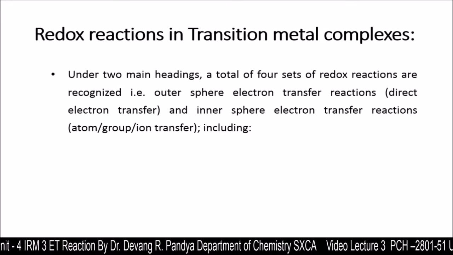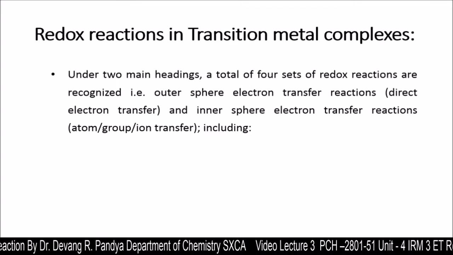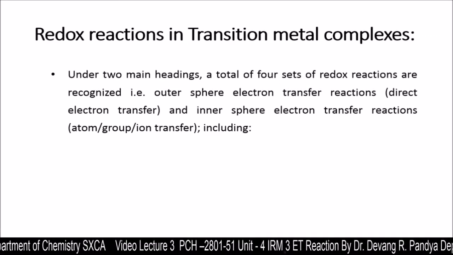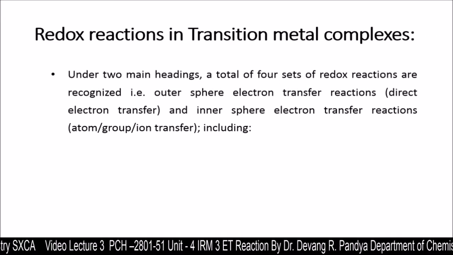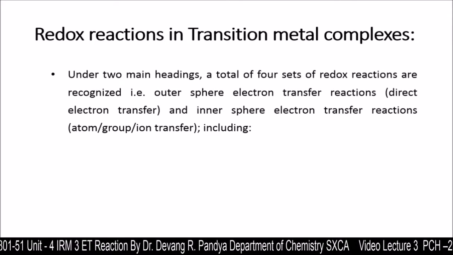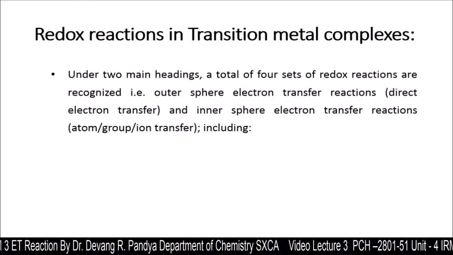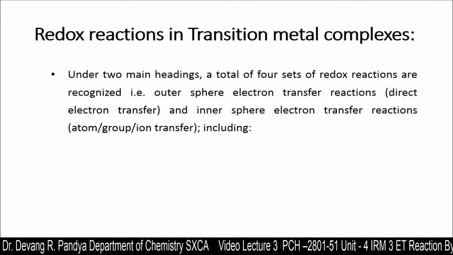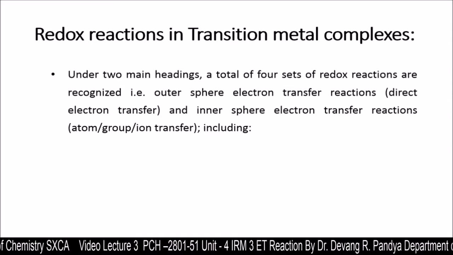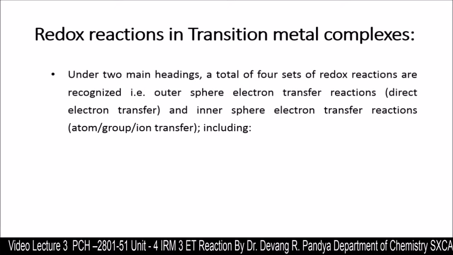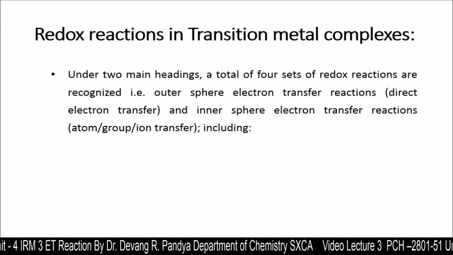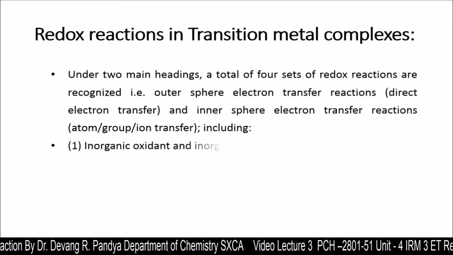So there is no medium through which electron transfer takes place. There is no need for a bridging ligand over here. And the second one is inner sphere electron transfer. So in inner sphere, we can transfer an atom or a group of ligands or ion from one coordinating sphere to the other, but it should be bound through a bridge from one metal center to the other. So through a bridging ligand that transfer will take place, that is known as inner sphere ET reaction, ISET reaction, or indirect electron transfer reaction mechanism.